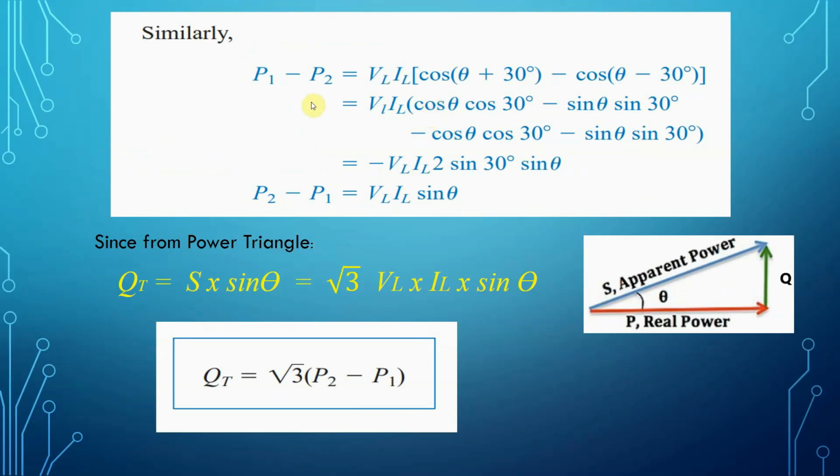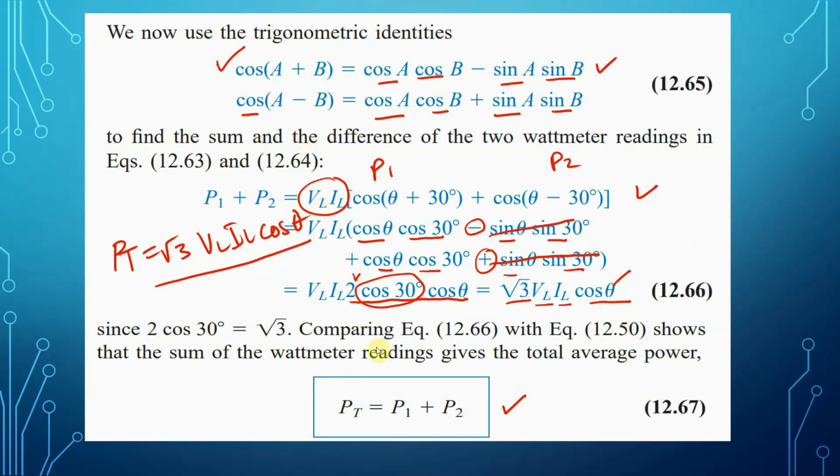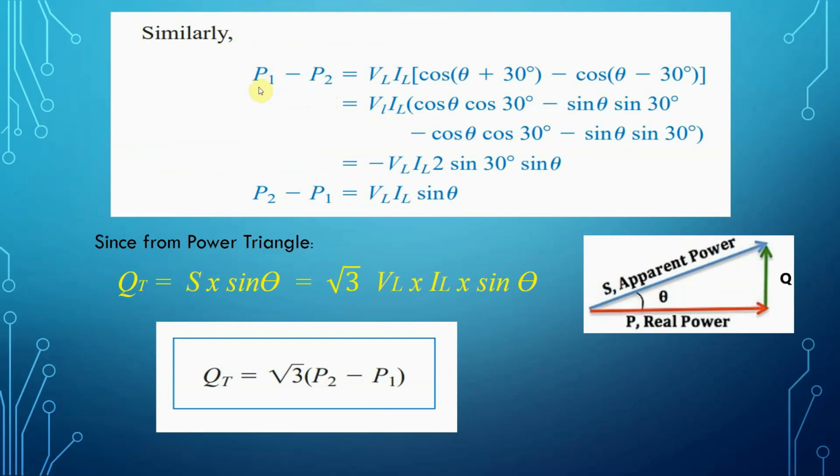Now, we add together P total, P1 plus P2. P total is equal to P1 plus P2. Now let us see the difference between the powers. P1 minus P2 is equal to VL IL [cosine(theta plus 30) minus cosine(30 plus theta)], factoring out VL and IL. So observing this equation, we can have cosine theta, cosine 30. This is minus cosine theta minus 30.